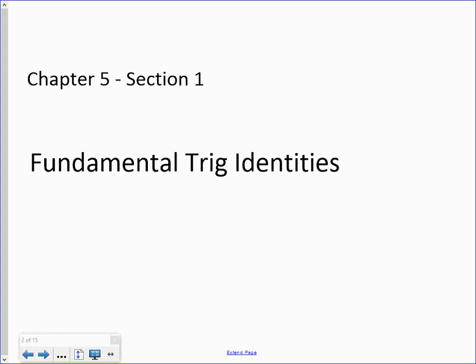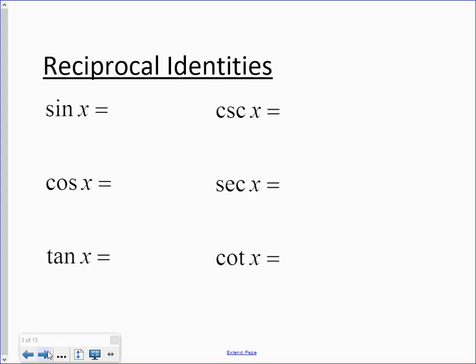Today at the very beginning, we're going to be doing a few new things. It's important that you write down these identities so that you have them in your notes for reference when you're working on problems for homework. And they're going to be our fundamental trig identities. So we're going to start with what we call reciprocal identities. And we have 6 reciprocal identities, one for each trig function: sine, cosine, tangent, cosecant, secant, cotangent.